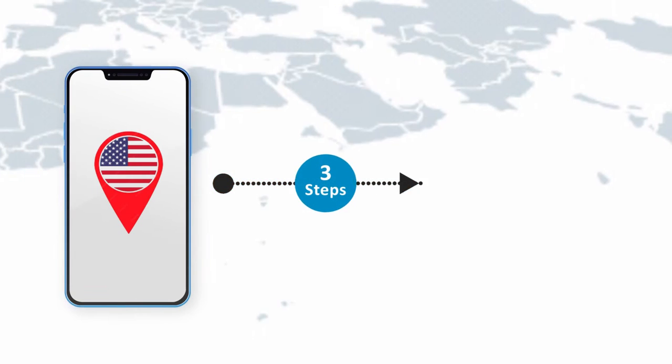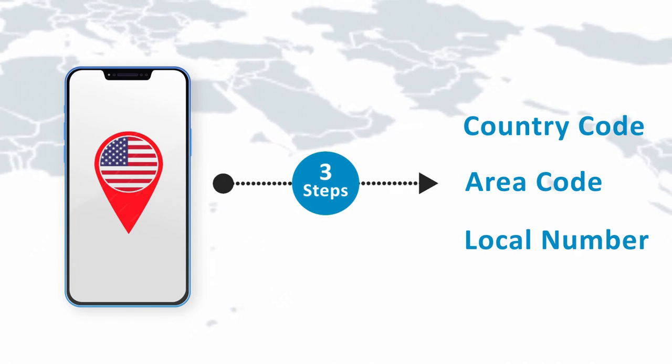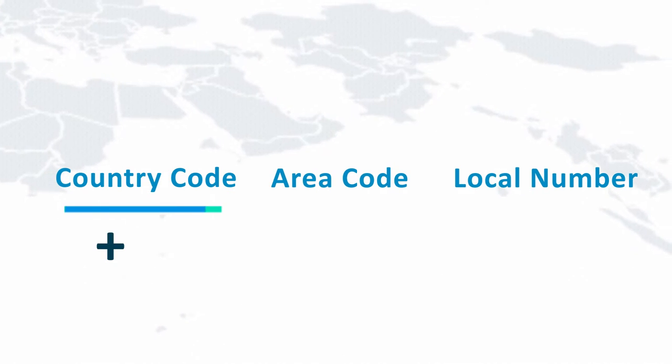U.S. mobile numbers are composed of three main parts: the country code, the area code, and the local number. Every international call to the U.S. begins with the country code, which is +1.